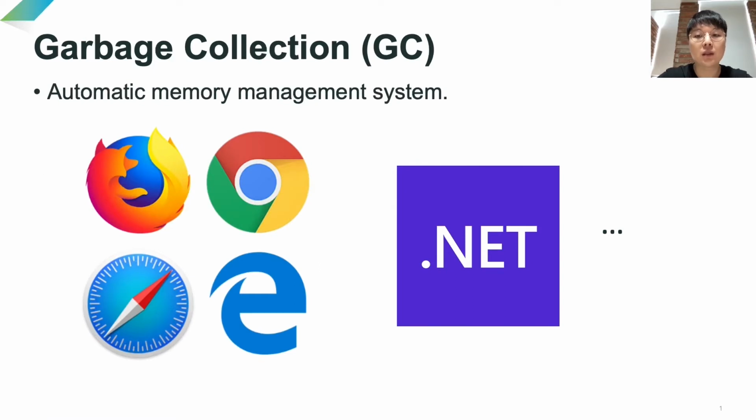Garbage collection is a common method for automatic memory management. It finds and reclaims dead memory objects that are no longer used in the program execution. It is used extensively in web browsers to manage their memory objects, as well as dynamic language runtimes like the Microsoft Common Language Runtime for .NET.